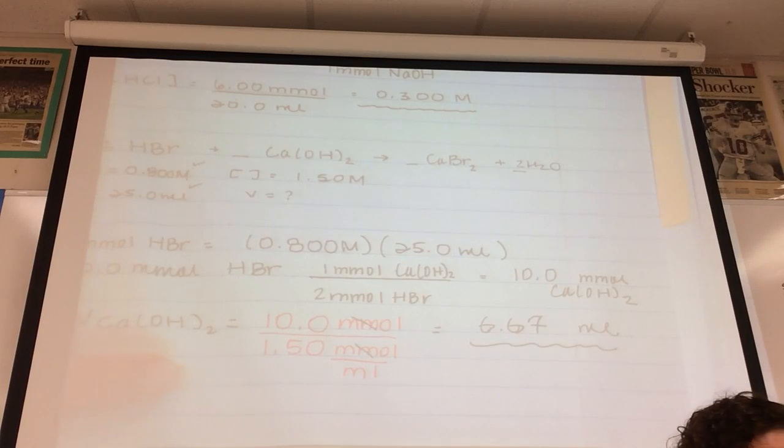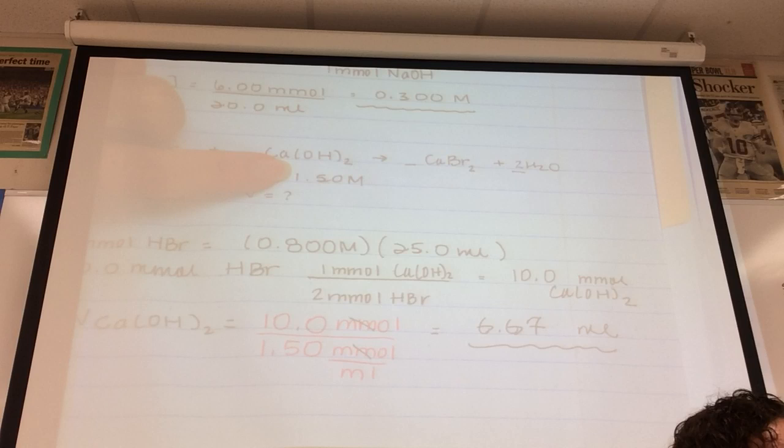Say it again? It says that there's a sample of 1.5 moles of calcium hydroxide.